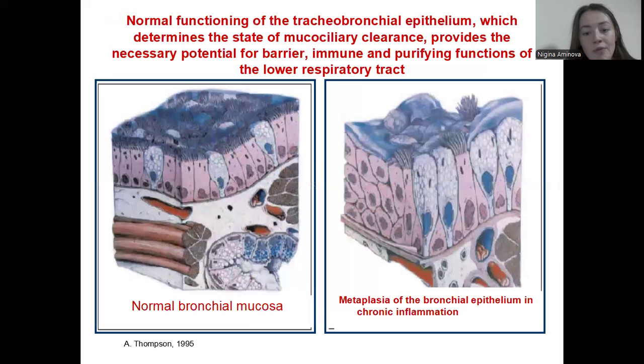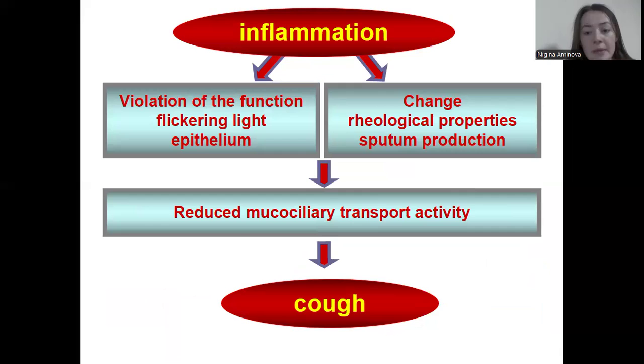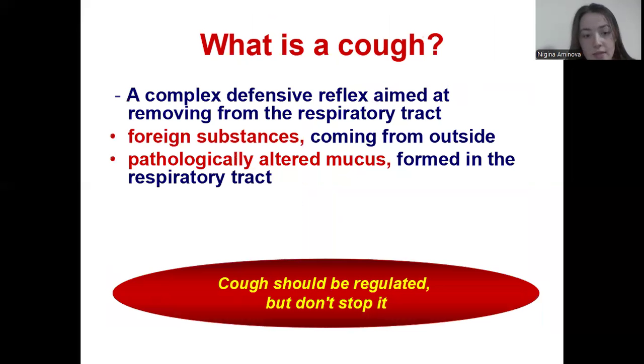Mucociliary transport, removal of mucus, normal functioning of the tracheobronchial epithelium, which determines the state of clearance. Inflammation leads to violation of the function, change in rheological properties, sputum production, and reduced mucociliary transport activity, and it results in cough. What is a cough? A complex defensive reflex aimed at removing foreign substances and pathologically altered mucus from the respiratory tract.